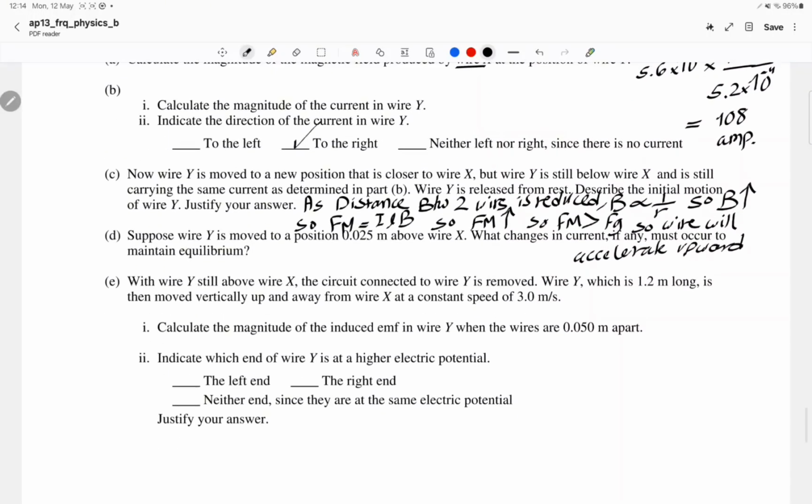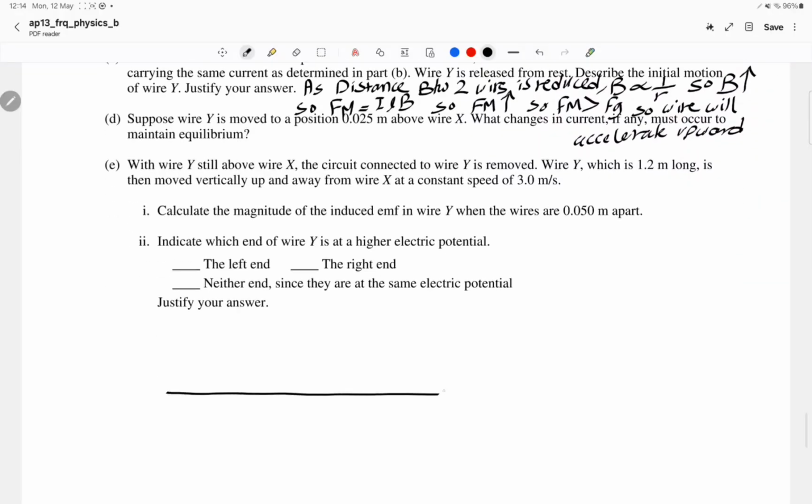Okay, D. Suppose wire Y is now moved to a position of 0.025 above wire X. That means that this is the new drawing. This is wire X and this is wire Y. And now they are how far apart?